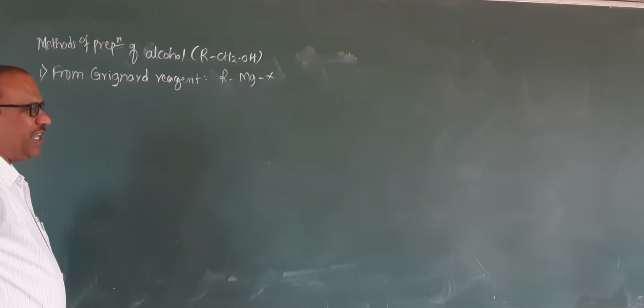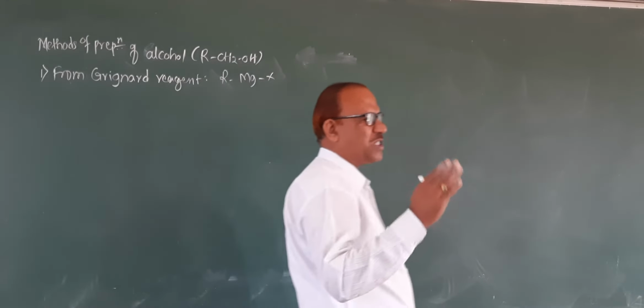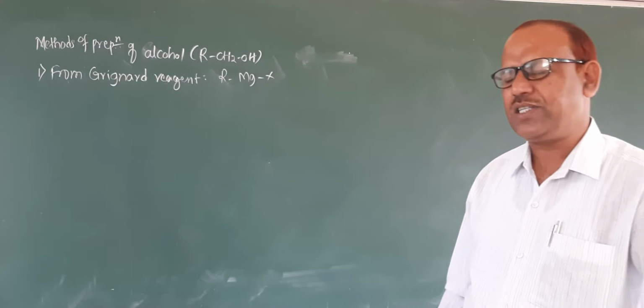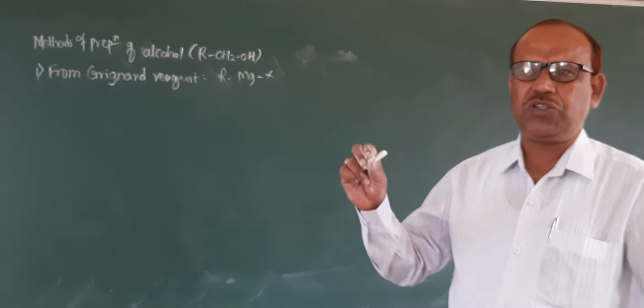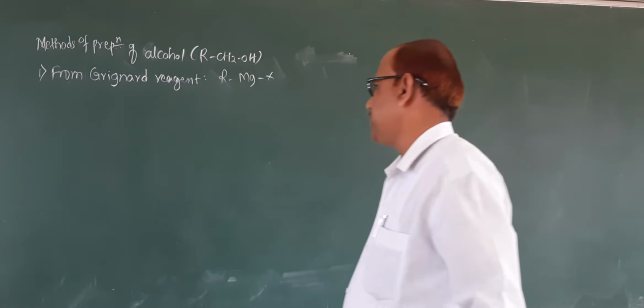Another piece of information I am recalling from what I said earlier. If in place of R you have a smaller group like methyl or ethyl, and in place of X you have a highly reactive halogen like iodine, preparation and getting the product is comparatively easier.